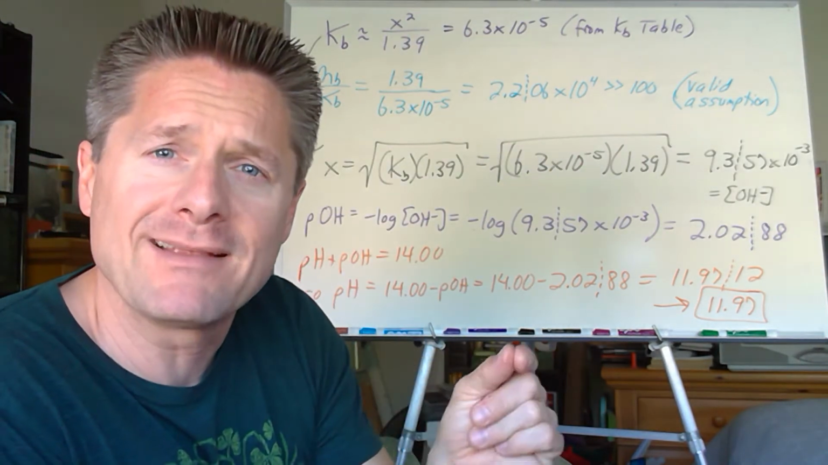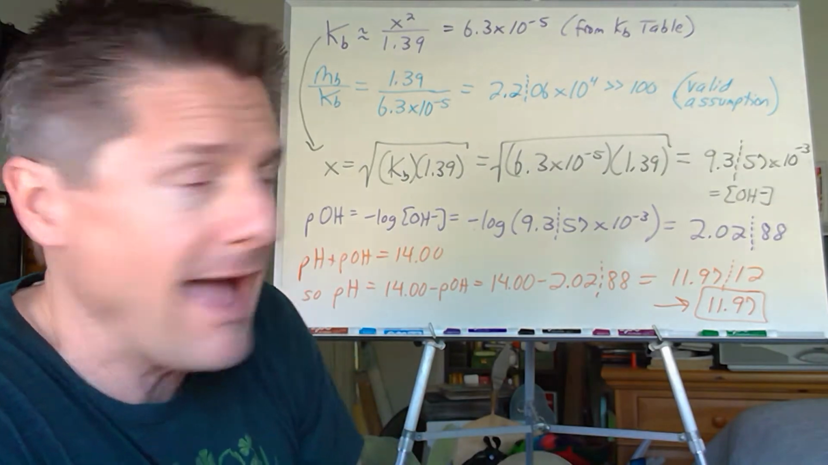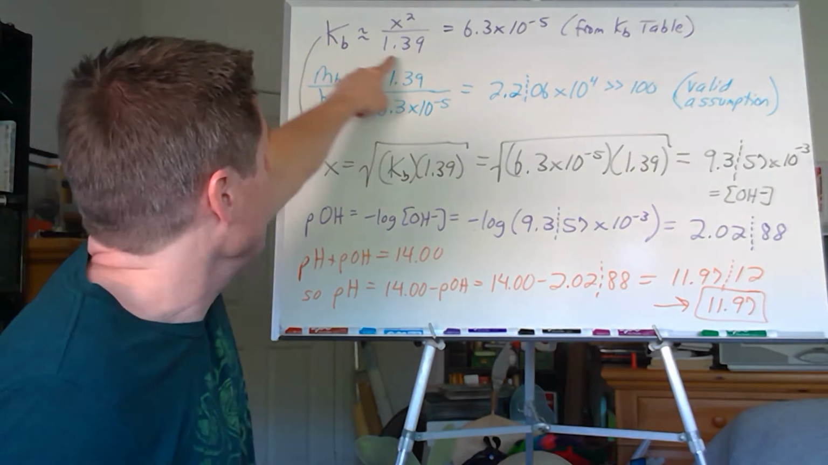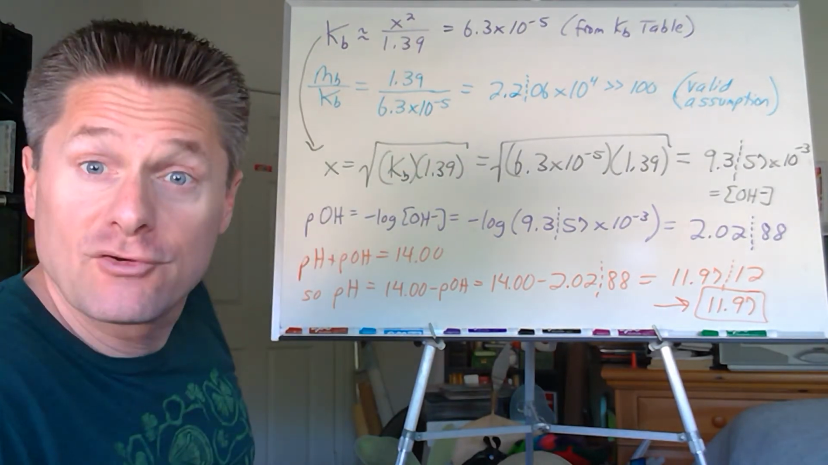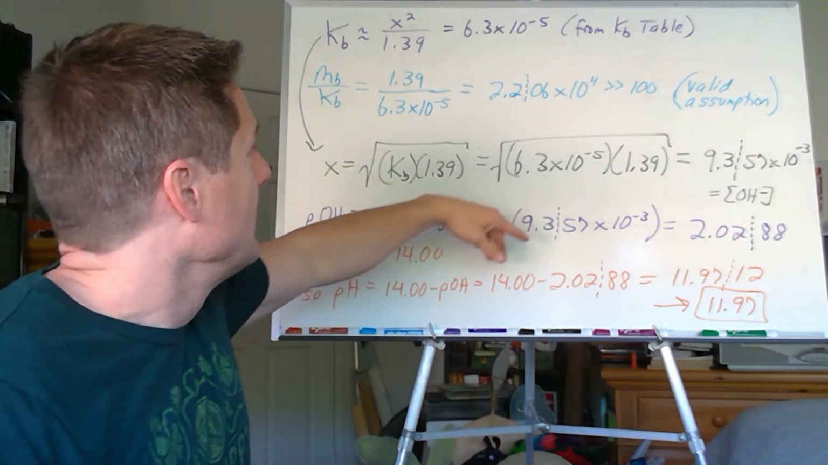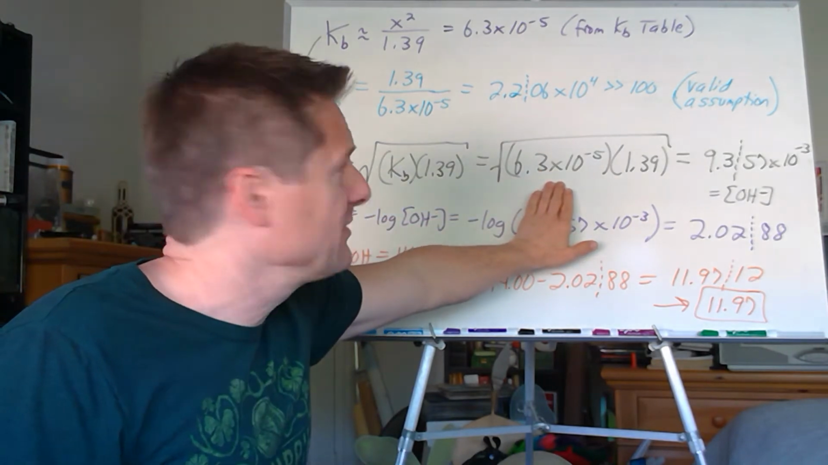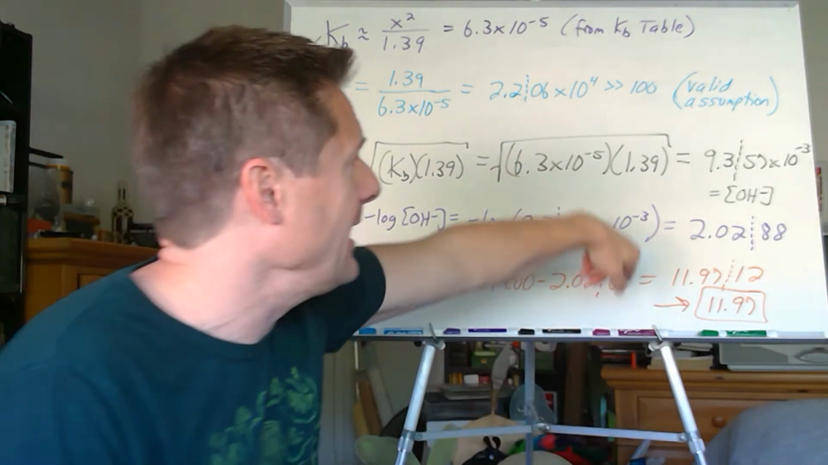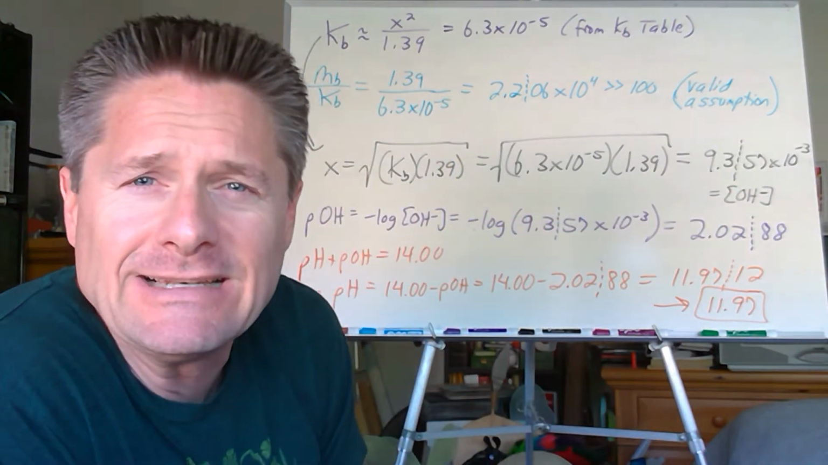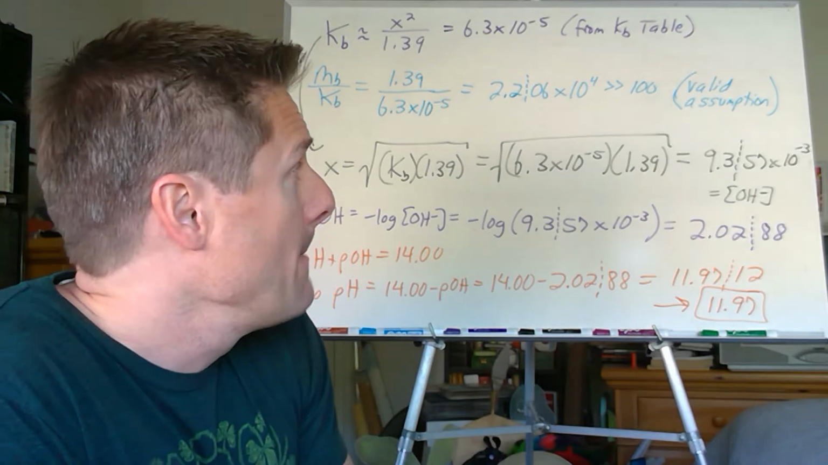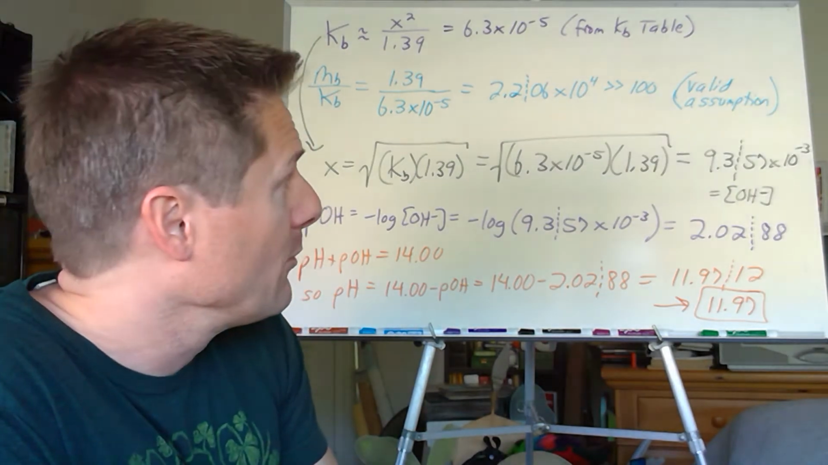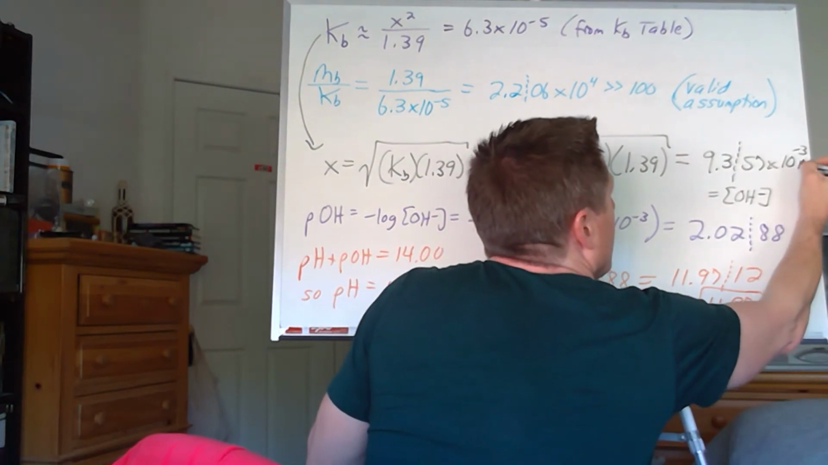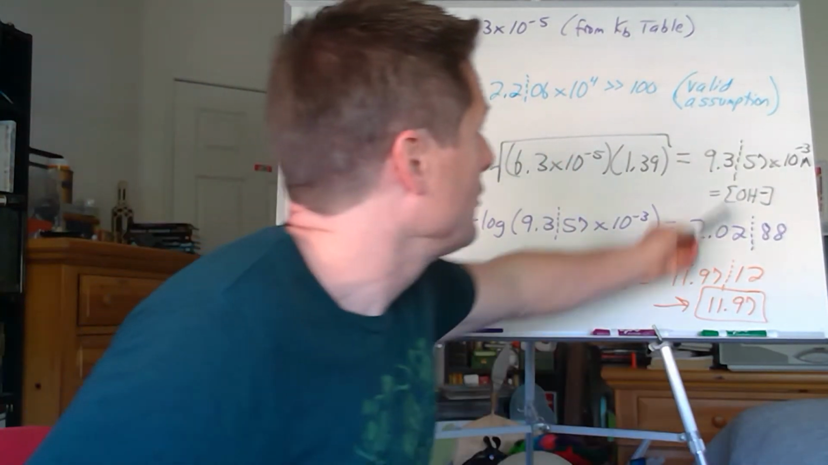So 1.39 minus X is about 1.39. We're good with that. So X, like I said, will be the square root of Kb times 1.39, because you've got the X squared term. Got to take the square root of both sides. So plug in your Kb of 6.3 times 10 to the minus 5, multiply by 1.39, and take the square root of that, and I get 9.357 times 10 to the minus 3. That would be molar. I didn't have room for my molar there, so I'll squish in a little molar. Good to two significant digits.